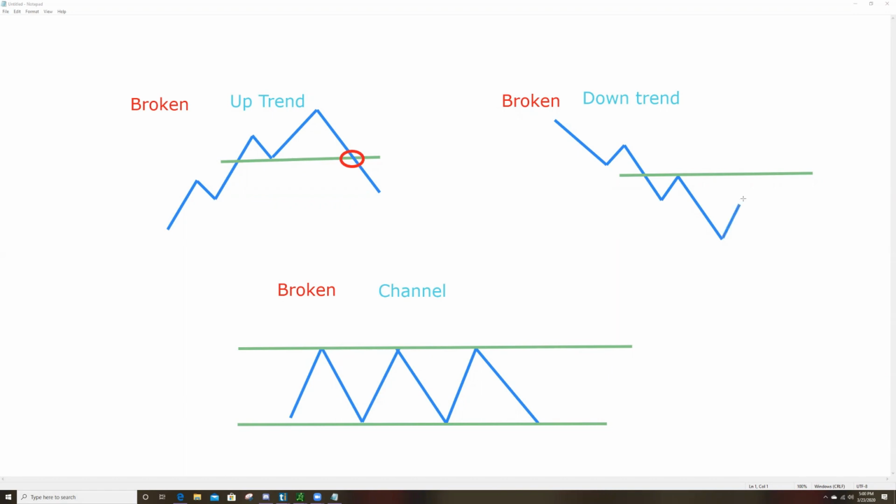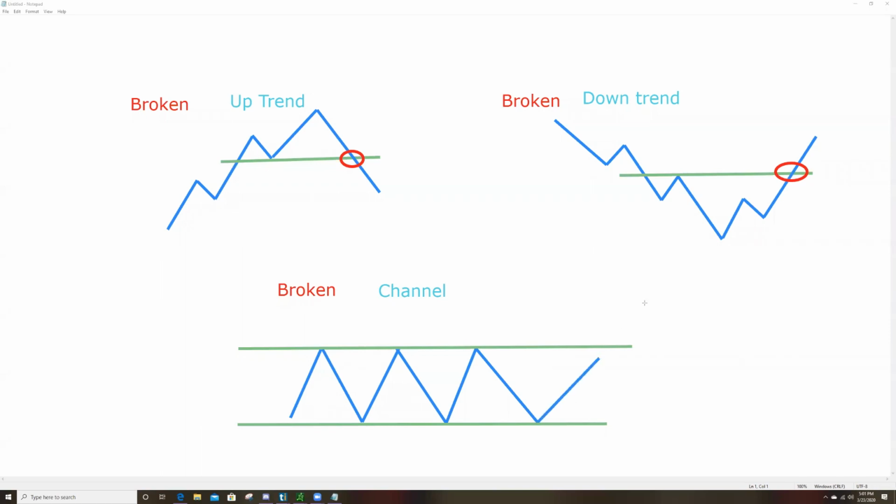Okay, now we have the same exact thing on the other side with the downtrend. As soon as the lower high is broken through, the trend switches. Now you're not in a downtrend anymore, and the stock has to search for what kind of trend it is, or if it's just going to channel.